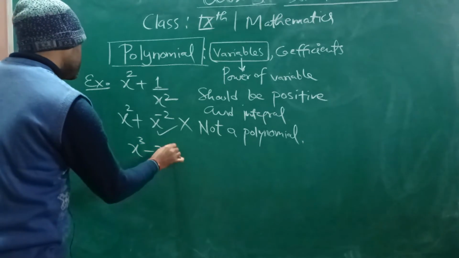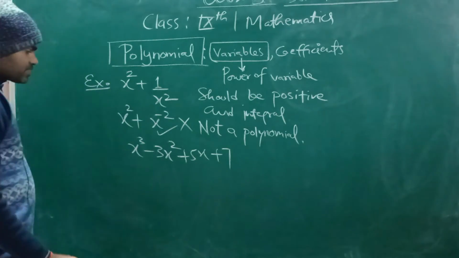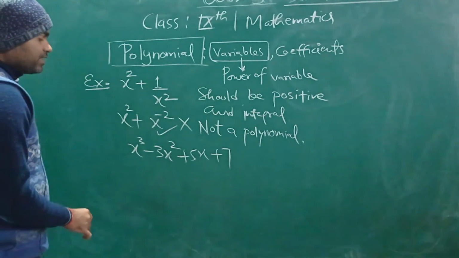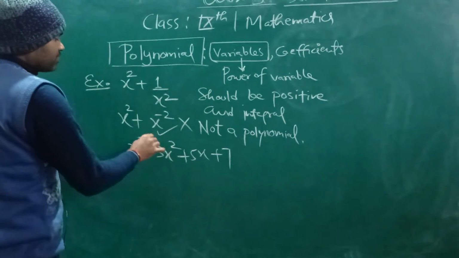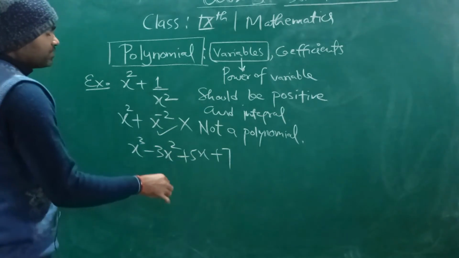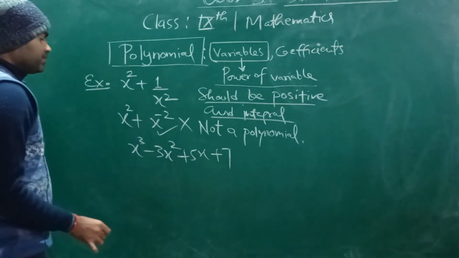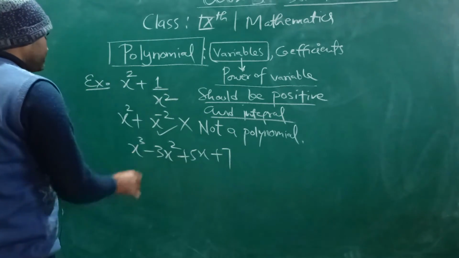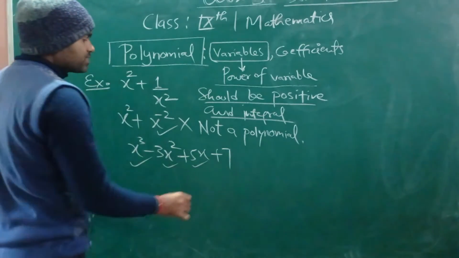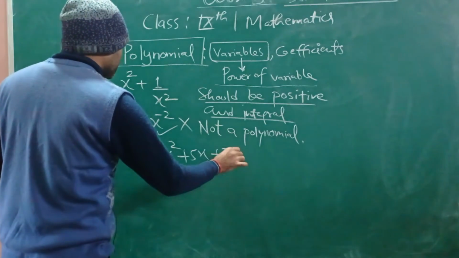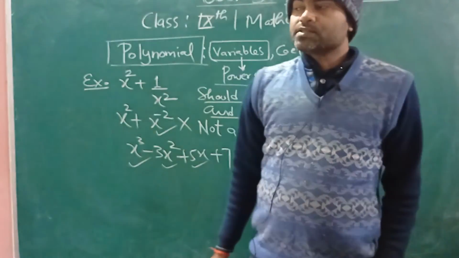Now take x cube minus 3x square plus 5x plus 7. In the first term the power is 3, which is integral and positive. The second term also has power 2. Coefficient does not matter; the main point is the power of the variable. It should be positive and integral. So this term is okay, this is okay, this is also okay. In the constant term, the power is considered to be 0, hence it can be a polynomial. This is a polynomial.